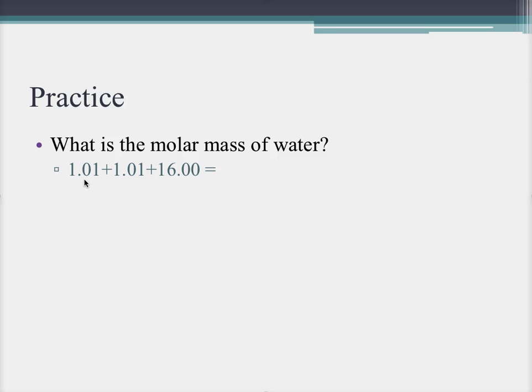So I have 2 hydrogens, so 1.01 plus 1.01 plus the molar mass of oxygen, which is 15.9994, but we're going to round it up to 16. So the molar mass of oxygen plus the molar mass of one of the hydrogens, the molar mass of the second hydrogen, and the final molar mass of water, H2O, is 18.02. But don't forget, you have to include grams per 1 mole of water. So what this ratio means is that if I have 1 mole of water, it will have a mass of 18.02 grams.